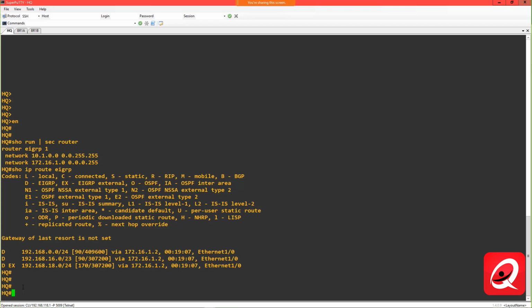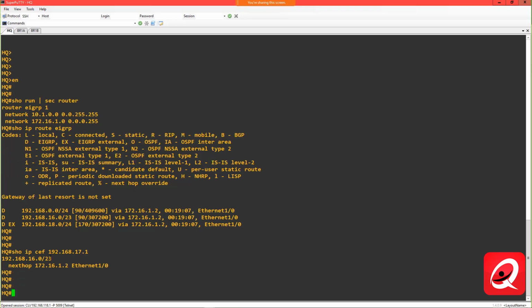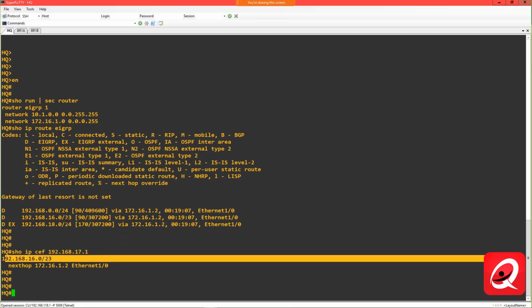Okay. We're also seeing one of the DEX routes. The other DEX routes are actually not included here because if I do a show IP cef 192.168.17.1, for example, we can see it's using the 16.0/23 route. So it's actually using the D route over the DEX route, which makes sense because the DEX route has an administrative distance of 170. The D route has an administrative distance of 90. So we're going to be using the 16.0/23 route to reach the 17 subnet.